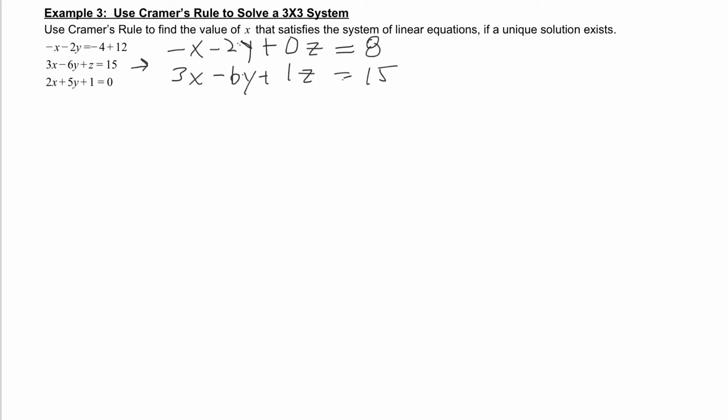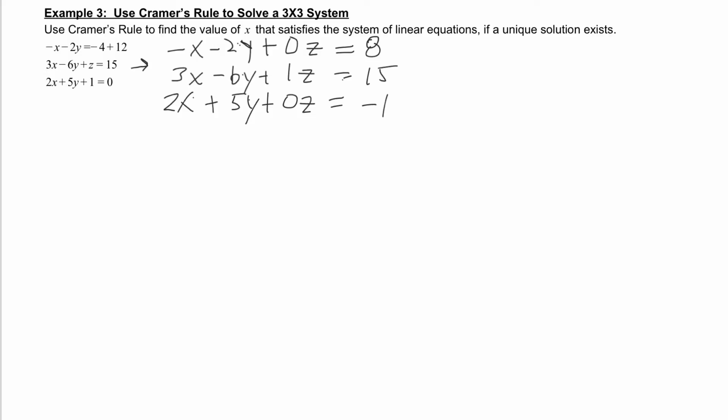And then my third one, if you take a look, this 1 is on the wrong side. I want to move that over here, so I've got to subtract it. And notice I have no z term, so just like here, I'm going to put in that filler of 0 times z. So I have 2x plus 5y plus 0 times z, and that's going to be equal to negative 1. And this system is just asking me to find the value of x. So x is what I'm going to be going through and solving.